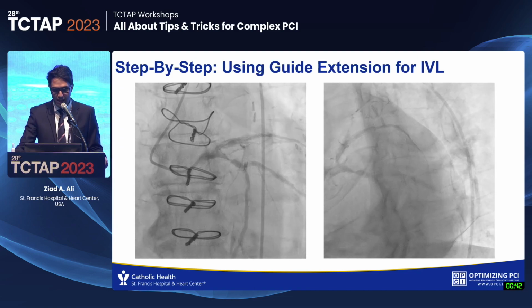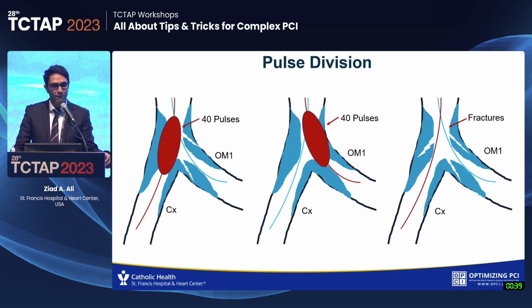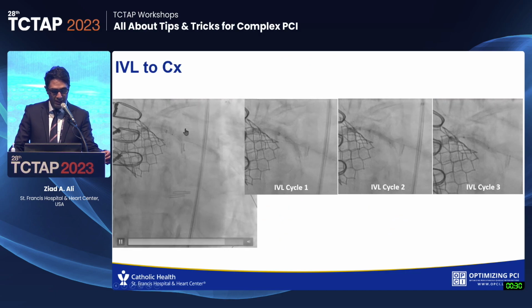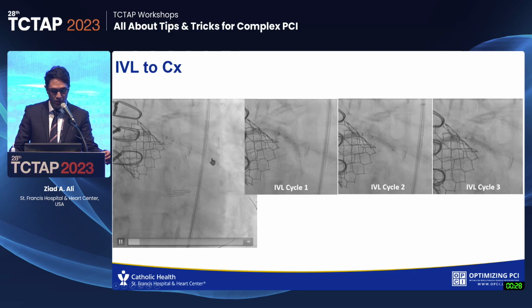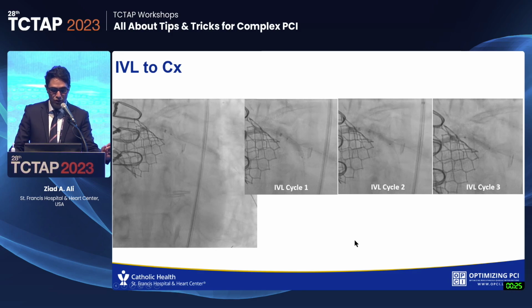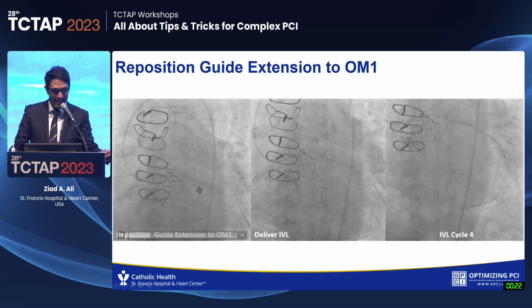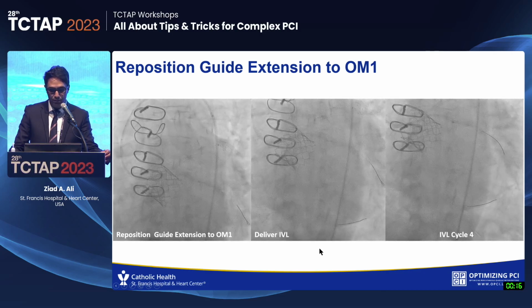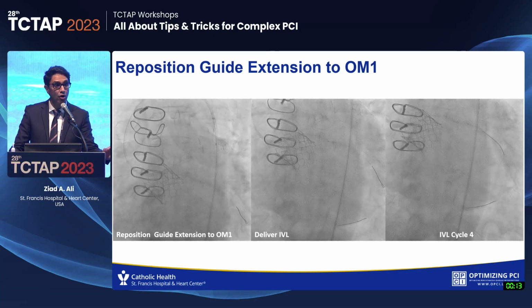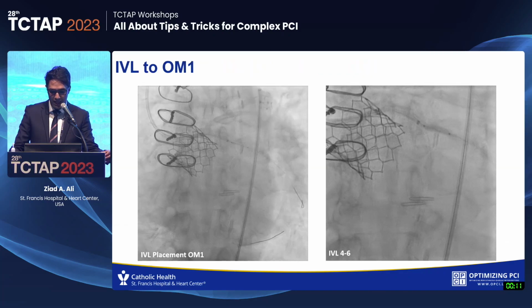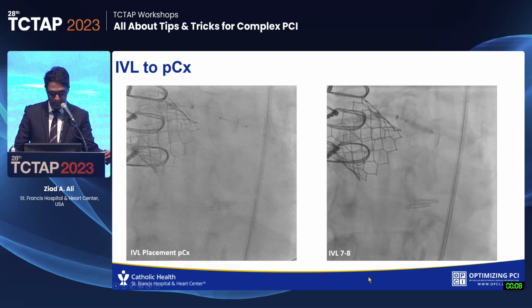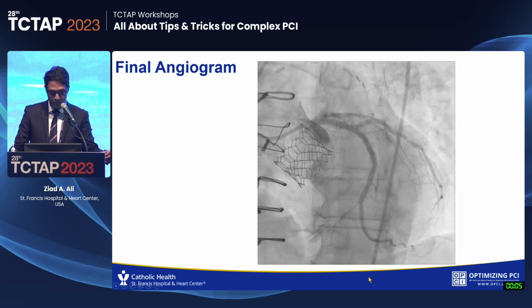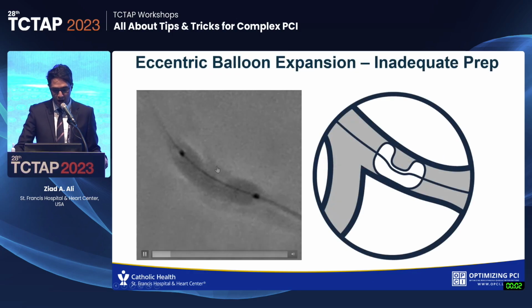Pulse division is an important concept. By pulse division, what we mean is, if you have only 80 pulses, you want to use them very wisely. So you can use 40 pulses on one side and 40 pulses on the other. Here's an example of IVL being used with a guide extension in the circumflex. Very soon after using your balloon, you can take your guide extension, keep 40 of your pulses, deliver it into the other branch, deliver your pulses, and optimize the use and cost of your device by using the guide extension catheter. Here's your final angiogram.